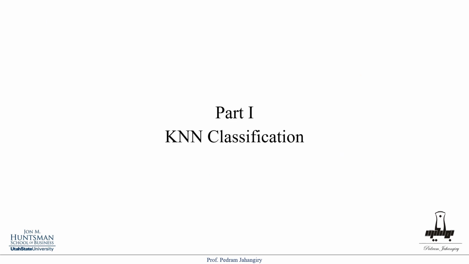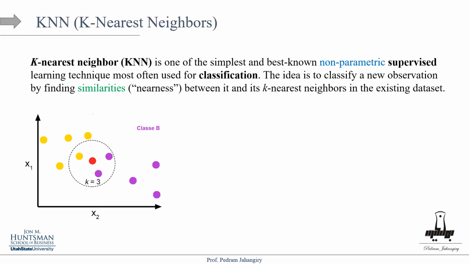Part 1, KNN classification. All right, so what is KNN? K-nearest neighbor is one of the simplest and best known non-parametric supervised learning techniques which is most often used for classification, as we discussed earlier. So the idea is to classify a new observation, let's say in the test set, by finding similarities. So this is a key term. Similarities, the nearness. Similarities between that observation and its k-nearest neighbors in the existing data set, right?